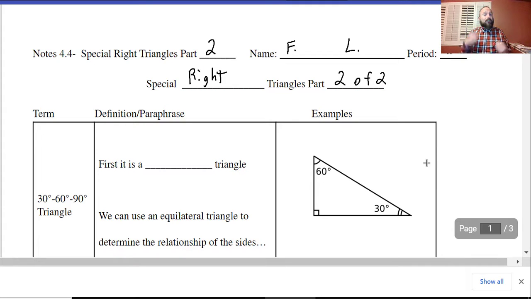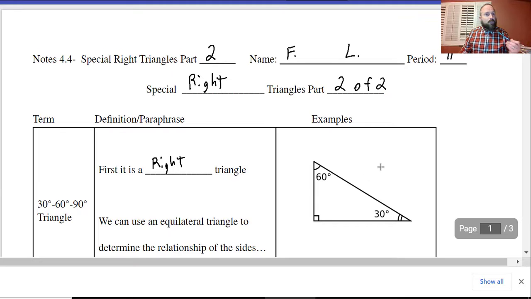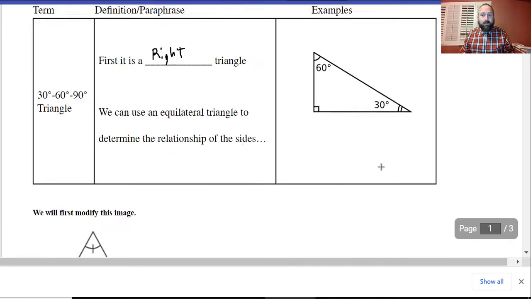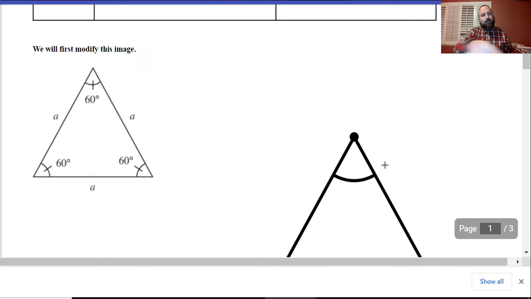Alright, so a 30, 60, 90 triangle. First, we understand that it's a right triangle. Before we jump into anything else, we're going to use an equilateral triangle to determine the relationship of the sides of a 30, 60, 90 triangle. So first we're going to modify this image, and we're going to see, okay, here's 60, 60, 60.